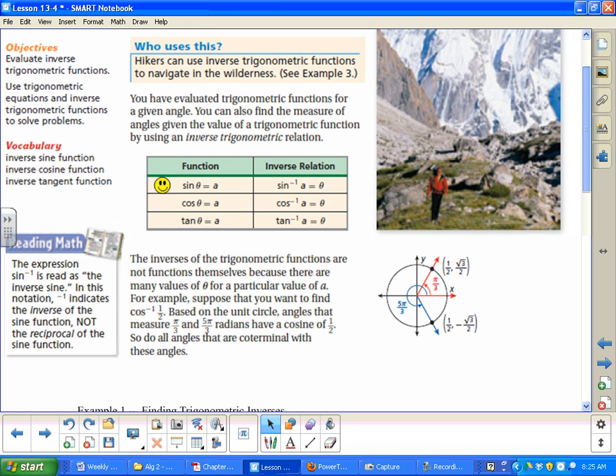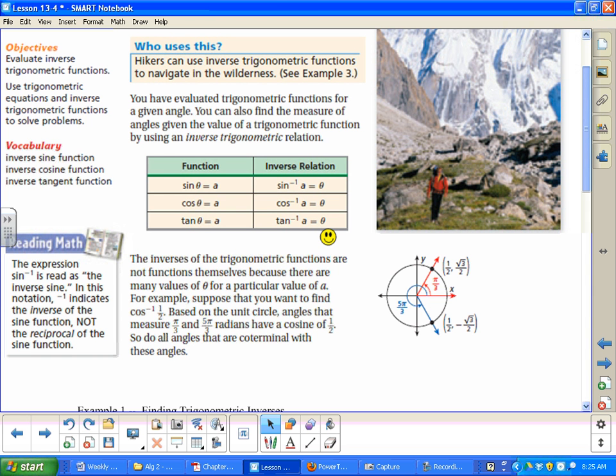So I have theta in this case. The angle is my independent variable, my x basically. And a, the ratio I get, is my y, or my dependent variable. So when I do the inverses, what happens? Those things switch. What was my dependent variable, a, is now my independent variable. Y became x, x became y. And theta is now what I get when I'm doing inverses.